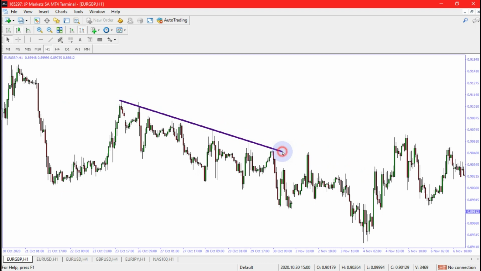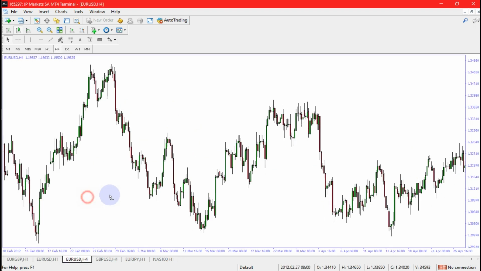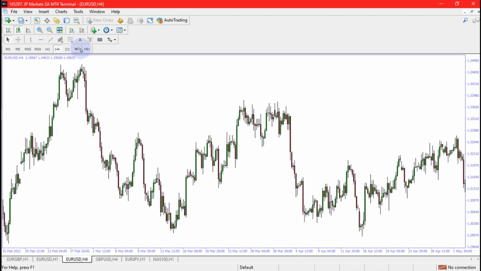Okay, here we are. If you check this setup, we had 1, 2, 3, 4 retests on this trend line with high rejections. So this is a high retest on the trend line. Now maybe let's also check Euro USD, a 4-hourly chart.